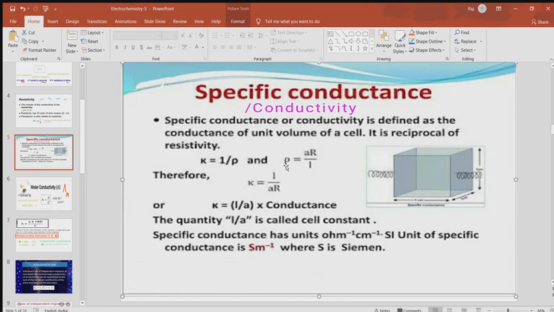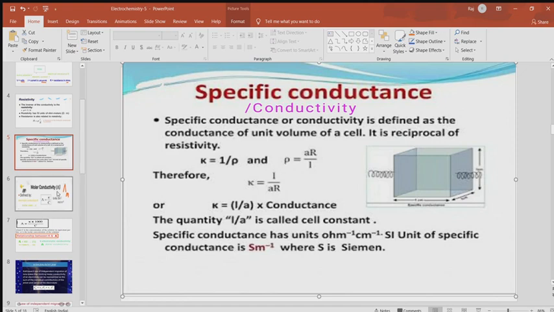The unit of specific conductance is ohm per centimeter, and the SI unit of specific conductance is Siemens per meter, where S is the Siemens. So remember this: the conductivity or specific conductance is defined as the conductance of unit volume of cell.